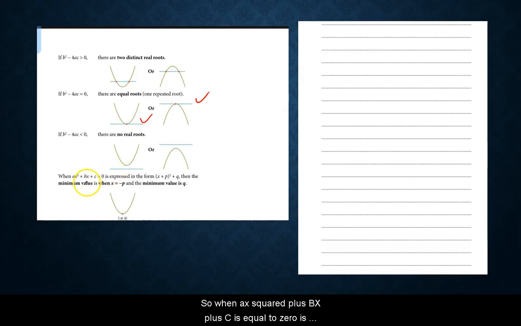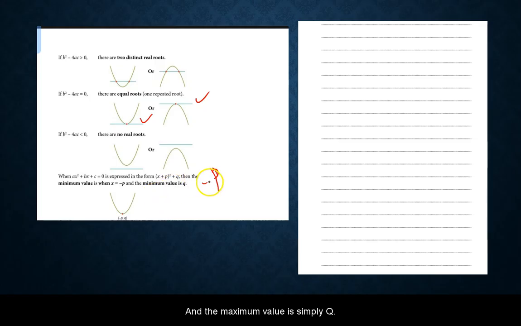So when ax squared plus bx plus c is expressed in the form (x plus p) squared plus q, this is completing the square. Then the minimum value is when x is equal to negative p, negative p, right? And the minimum value is simply q.